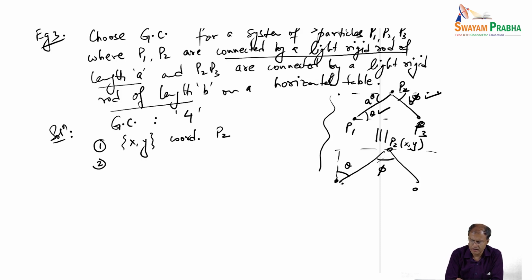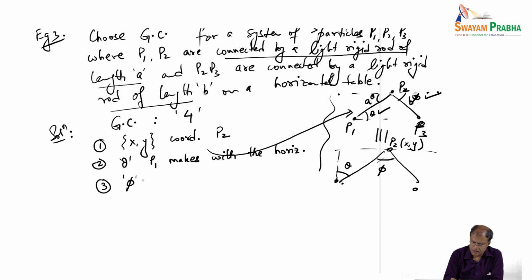So the second, if we look at this particular diagram, is the angle theta that P1, P2 makes with the horizontal, and the third is the angle phi that P2, P3 makes with the horizontal. So we have a total of four coordinates here, and that's it.